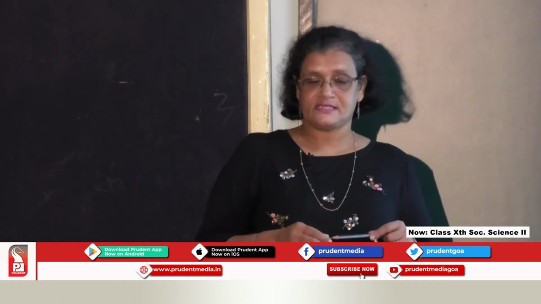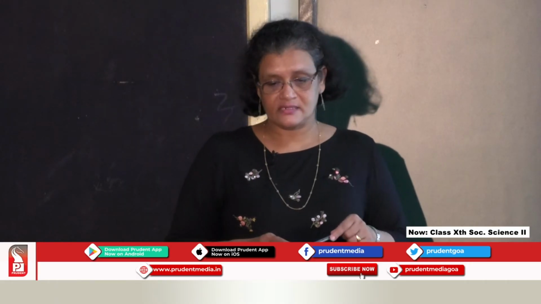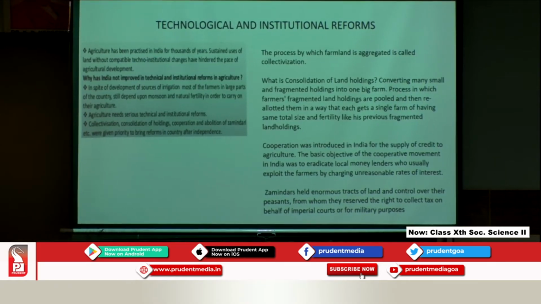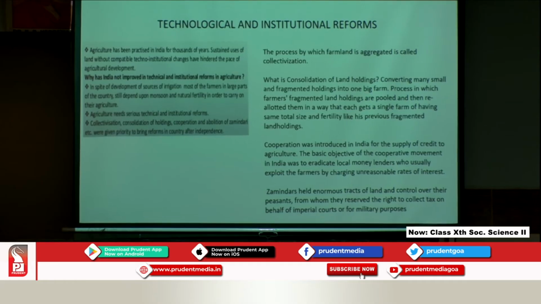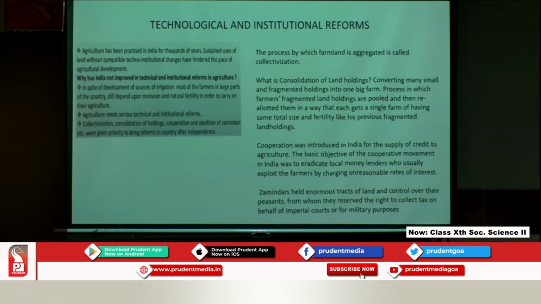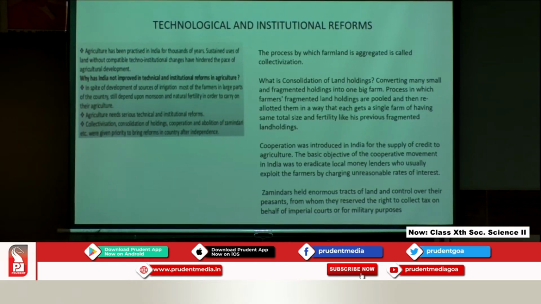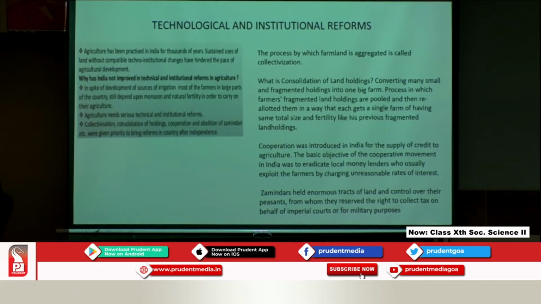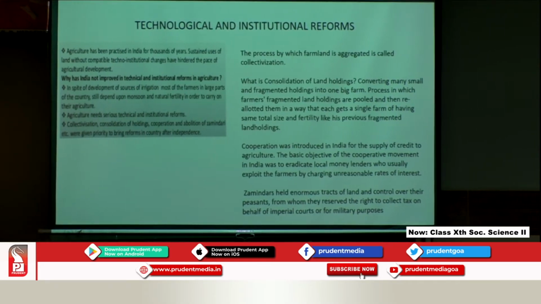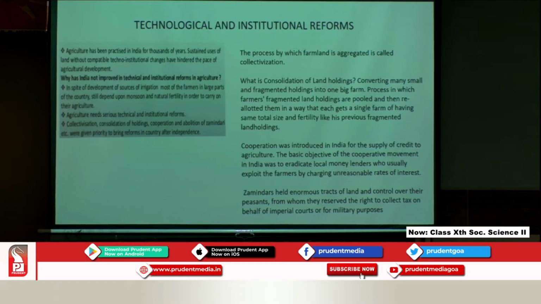The zamindari system. Now who were the zamindars? These were people who held enormous tracts of land and control over the peasants, the farmers, from whom they reserved the right to collect tax. So they were basically tax collectors, okay, on behalf of the courts or the military or the king. Zamindars were people who not only had land holdings, but also collected tax from the farmers towards the military or the government. So these things needed to be abolished in order to improve agriculture in the country.